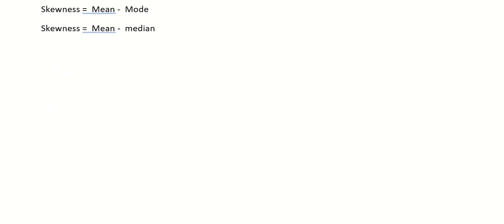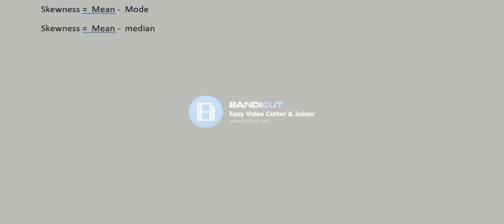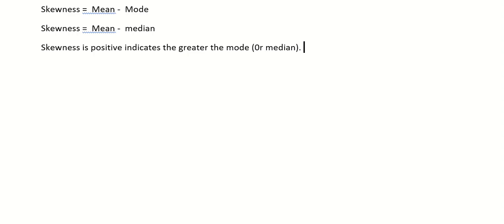Here skewness is positive. It means the greater the mode. We will study one more formula, and I'll also discuss that with you. Skewness equals Q3 minus Q1 minus 2 median. So this is another formula to calculate skewness.